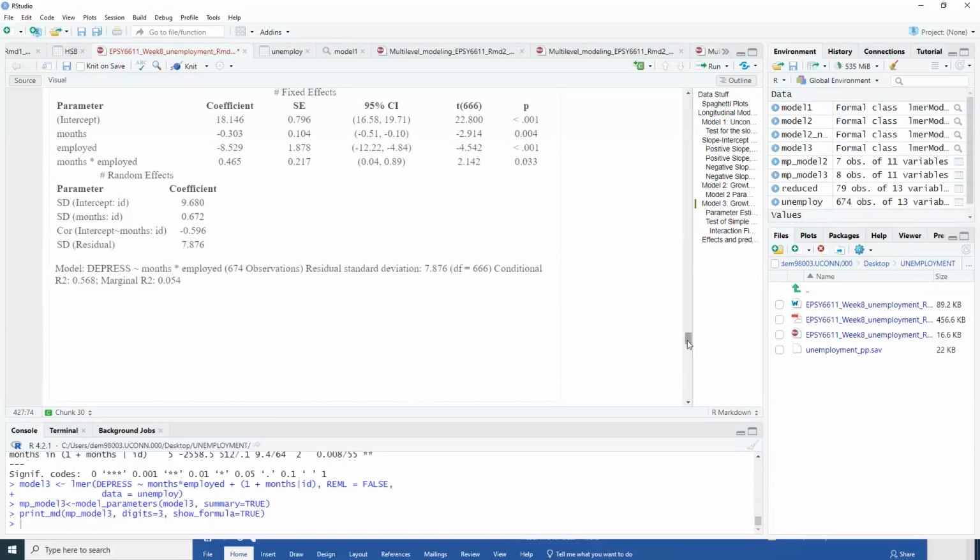Okay. Here's what we've got. I'm sorry to the people who are online, but here's what I've got. Depression. And I'm starting off, let's say this is my 18 whatever, and I'm going down by 0.3 points per month. That's those who are unemployed.